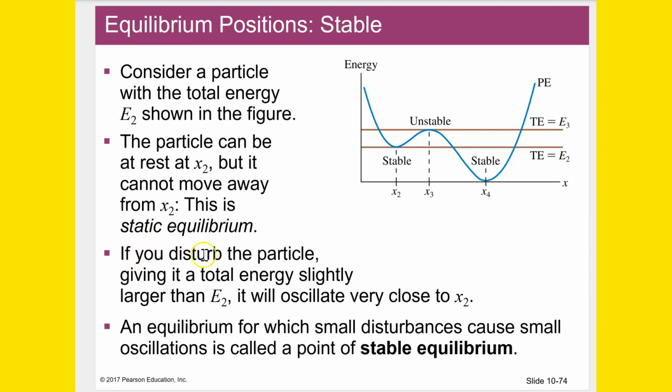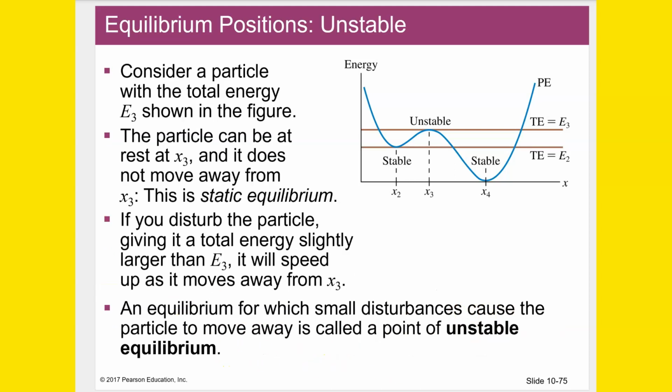If you did disturb the particle, giving it a total energy slightly larger than E2, like if you rolled it up the hill a little bit, then it would just roll back down the hill and oscillate very close to the point x2. An equilibrium for which small disturbances cause small oscillations is called a point of stable equilibrium.